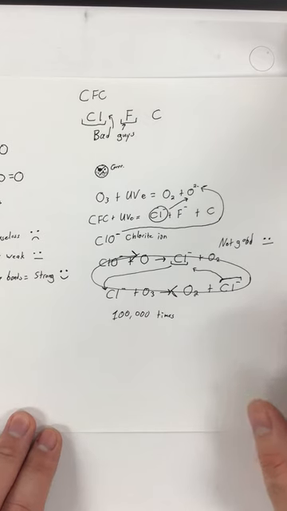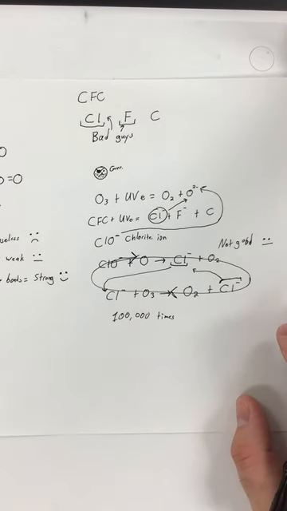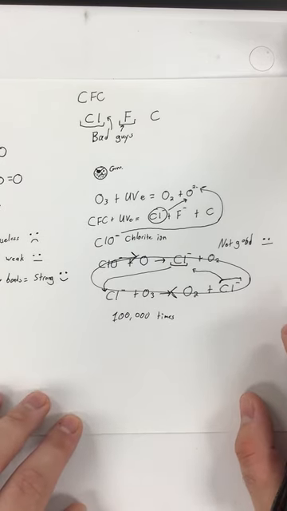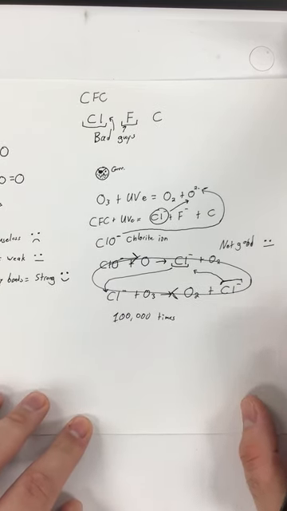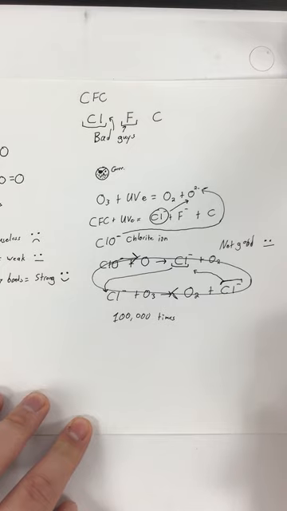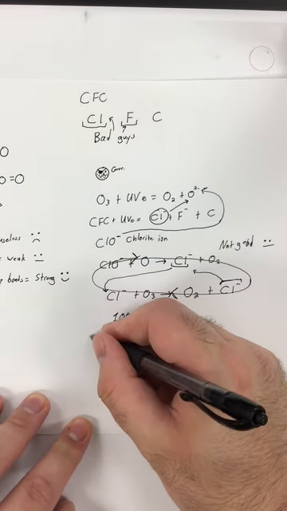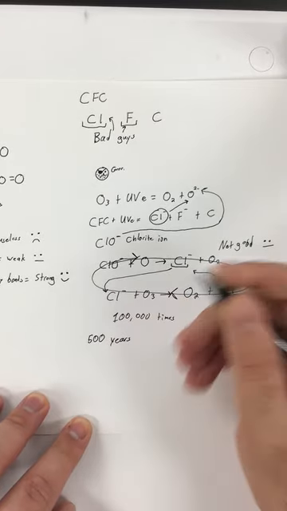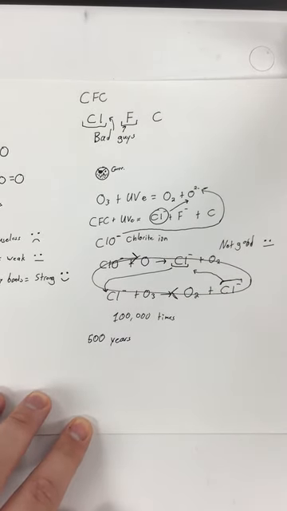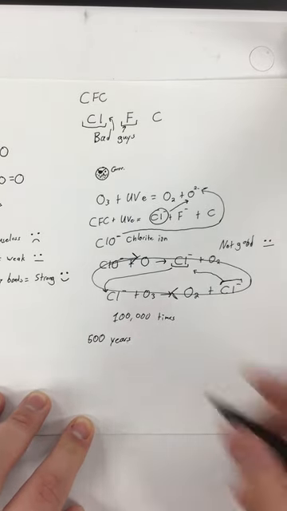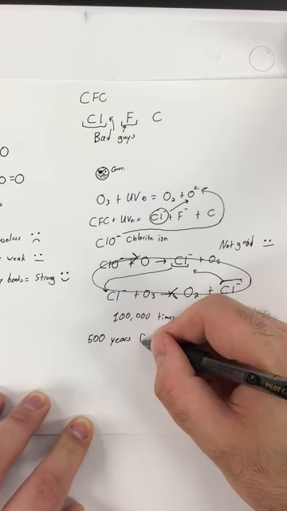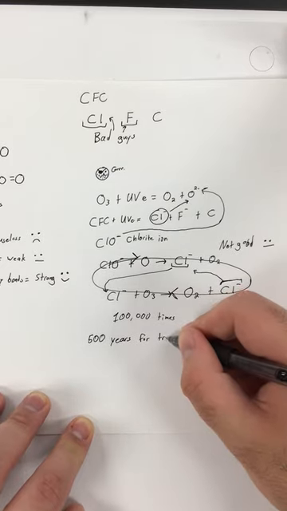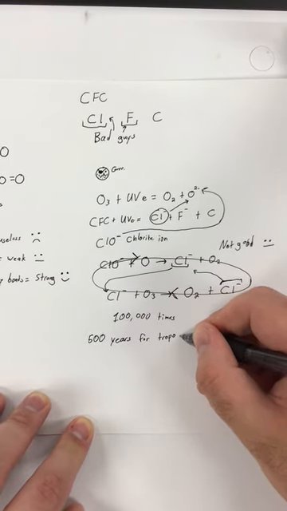So even though CFCs were banned in 1987, there are still a lot of them up in the stratosphere breaking down ozone. So the ozone layer is recovering, but it is not recovered. It's not completely better yet. Also, the tropospheric ozone is going to have to work its way up into the stratosphere before it can decompose and break down. It is a very persistent compound, and it's going to take about 500 years for tropospheric ozone to work its way up.